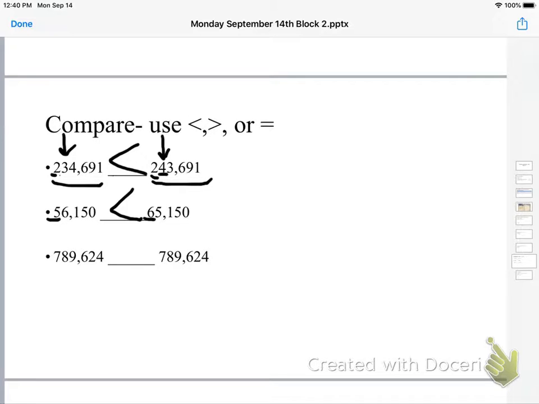So I start at the front. We've got a 7 and a 7. We've got an 8 and an 8. We've got a 9 and a 9. We have a 6, a 6, a 2, a 2, a 4, and a 4. They're the same, which means that they are equal in that one.